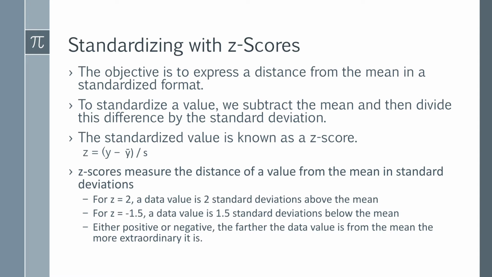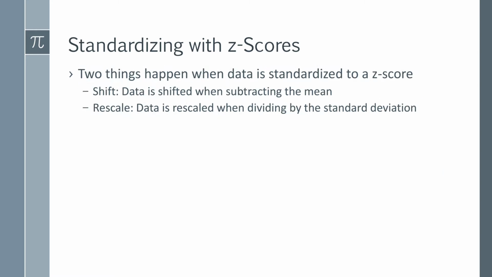Now, whether your z-score is positive or negative, the farther the data value is from the mean, the more extraordinary it is. So two things happen when the data is standardized into a z-score. The first thing is there's a shift. The data is shifted when subtracting the mean. The second thing is the data is then rescaled when dividing by the standard deviation.